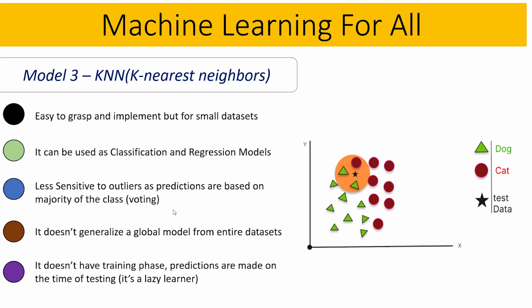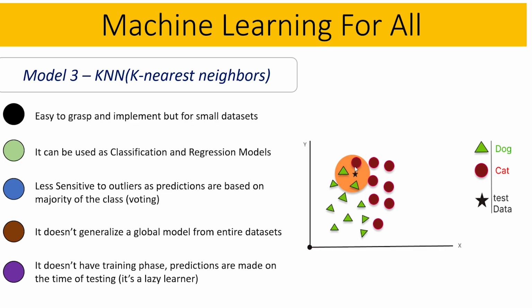KNN is a very simple algorithm that can classify your desired output based on distance calculation. The closer you are to me, I will vote for you. It is also based on voting. Suppose I take 5 elements and 3 of them are supporting me, they are closer to me, then I belong to this class. So it works based on voting.